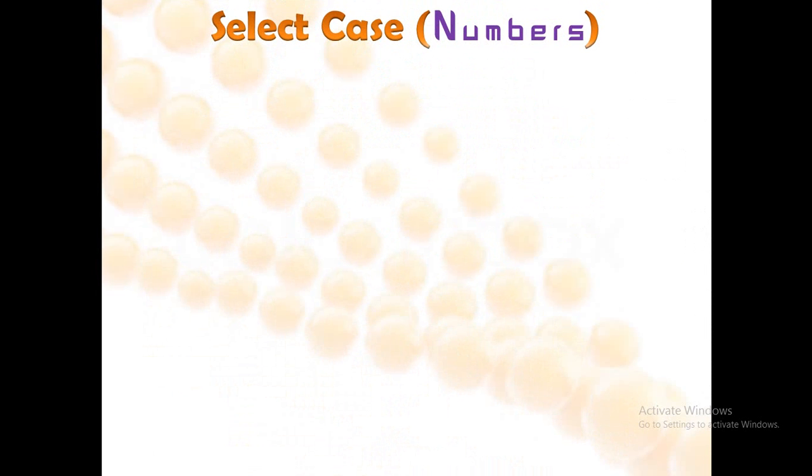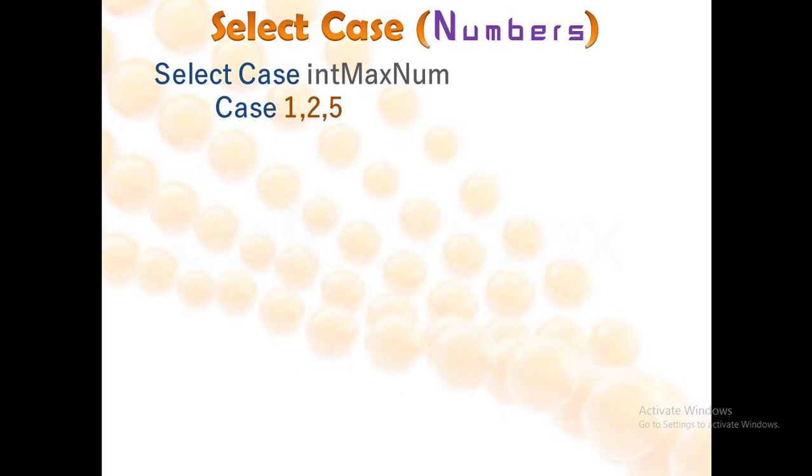Let's look at the example using numbers or integers. We have select case int max num. Max num is a variable which is holding a number, any number like 10. So we can check the case where our int max num is equal to 1 or 2 or 5. It's either 1 or 2 or 5, then some code will be printed there.